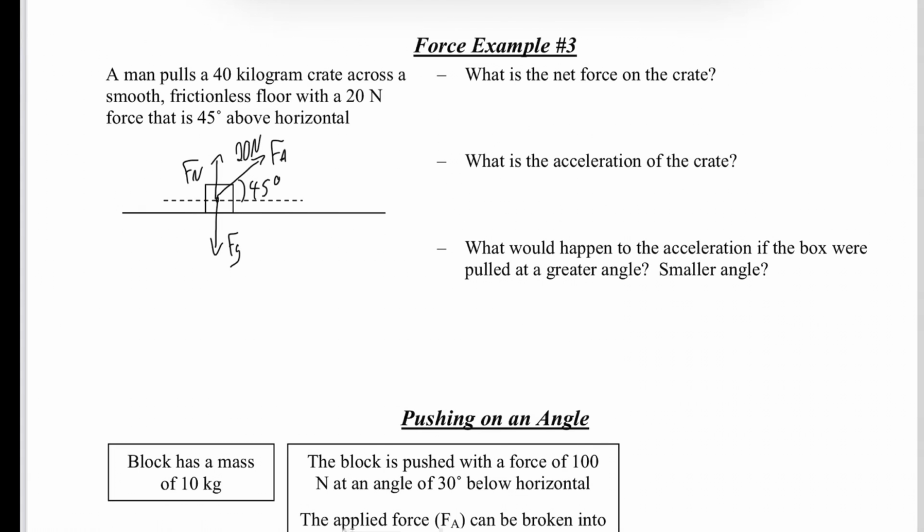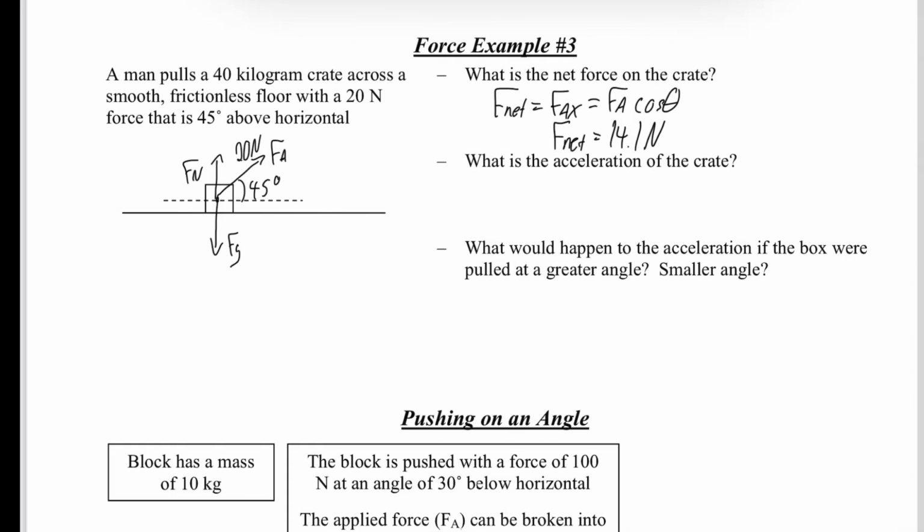So we want to know the net force, and as we determined before, the net force is only going to depend on our FAX because it's not flying up into the sky, it's not sinking into the ground, so it's only going to be in the X direction. So we're going to find that the net force is equal to our applied force in the X direction, which is equal to FA cosine theta. Which, if we plug this into our calculator, 20 newtons times cosine of 45 degrees, we'll get 14.1 newtons.